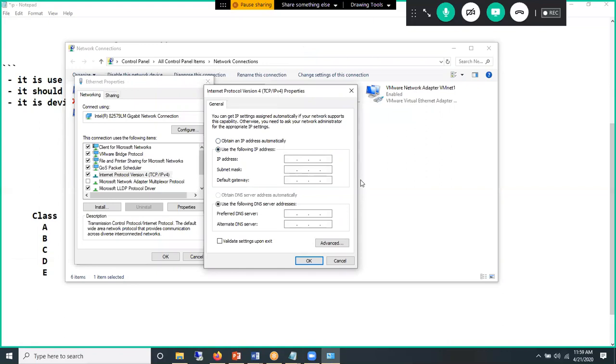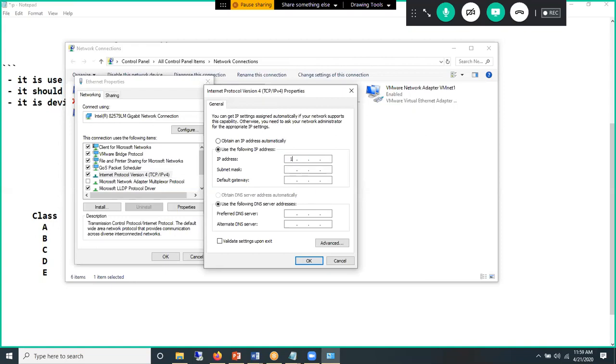So the first portion, if I give 10, by default you can understand this is my class A IP. If I give 100, that is also class A. Instead of that, if I put 150, now this is a class B IP. Now instead of 150, if I want 191, that is also class B. Instead of that, if I put 192, this is class C.